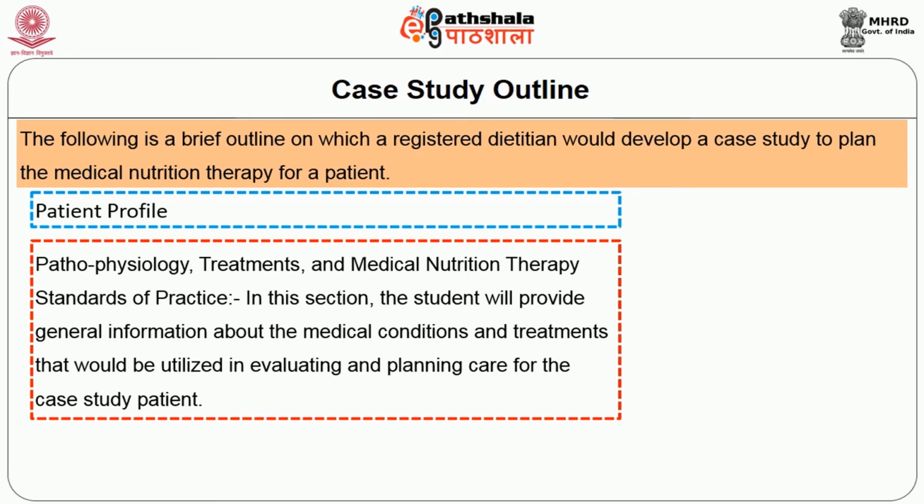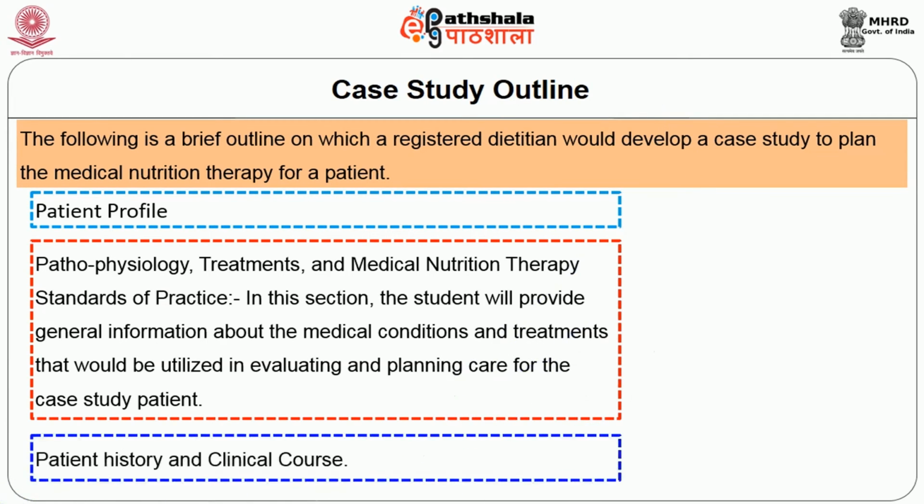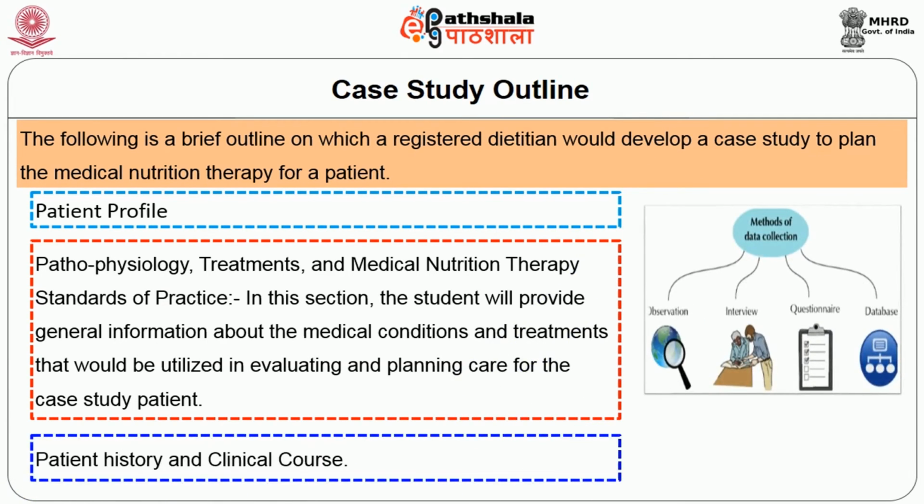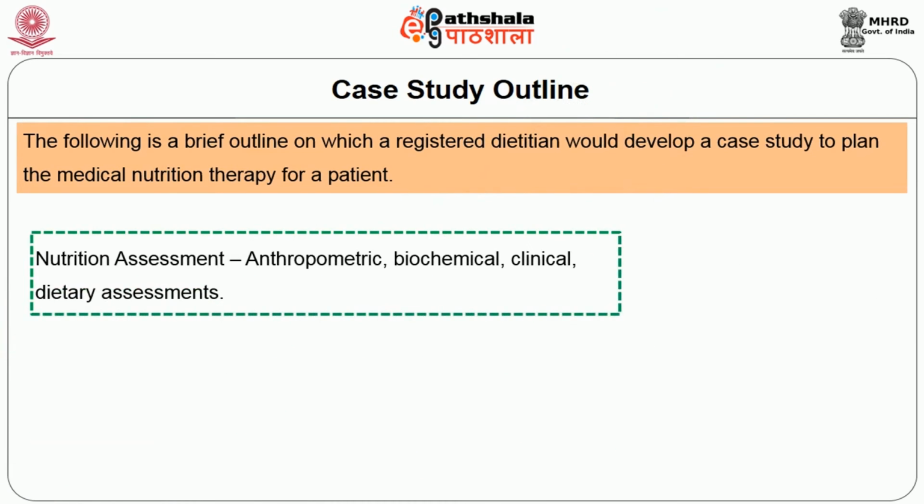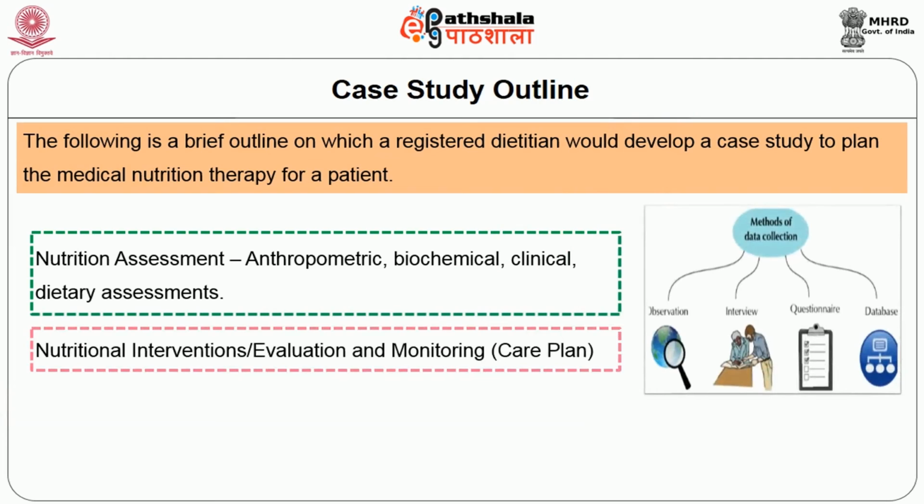Standards of practice. In this section, the dietitian will provide general information about the medical conditions and treatments that would be utilized in evaluating and planning care for the case study patient. Patient history and clinical course. Nutrition assessment. Anthropometric, biochemical, clinical and dietary assessments. Nutritional interventions. Evaluation and monitoring, which is the care plan.